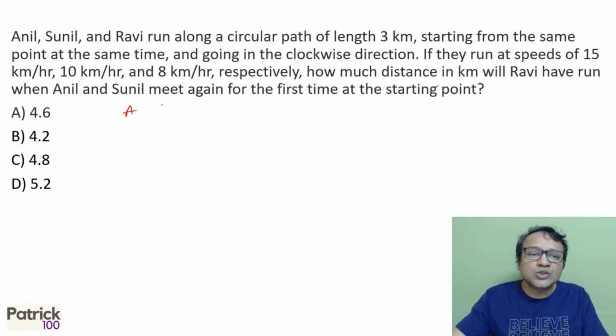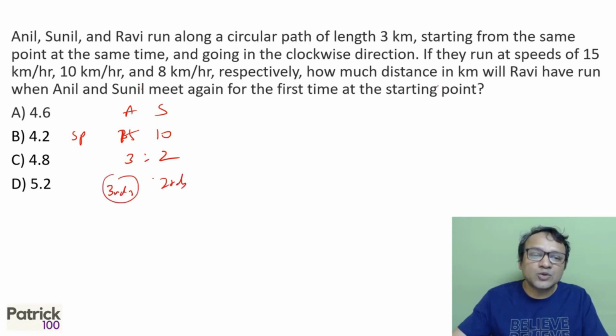Now if you look at Anil and Sunil, the ratio of their speeds, 15 and 10, is 3 is to 2. That means to meet at the starting point, Anil will cover 3 rounds and Sunil will cover 2 rounds. So basically, Sunil will cover 2 into 3, which is 6 kilometers.